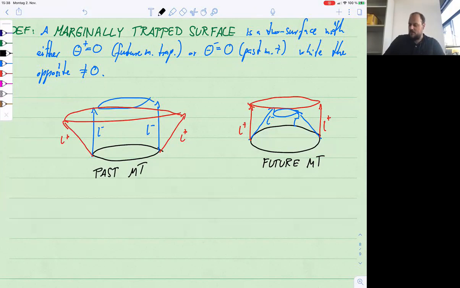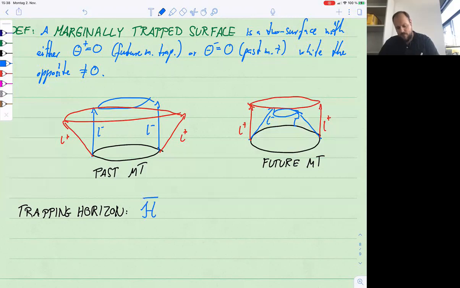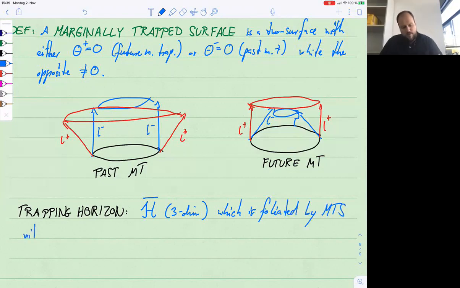Okay. And how do we define a horizon now? Now we can adapt the double null foliation to the marginal trapped surfaces to define the horizon. And the horizon is the following. A trapping horizon is the closure of a three-dimensional surface which is foliated by marginally trapped surfaces with the condition theta plus equals zero and theta minus smaller than zero, or theta minus equals zero and theta plus bigger than zero.